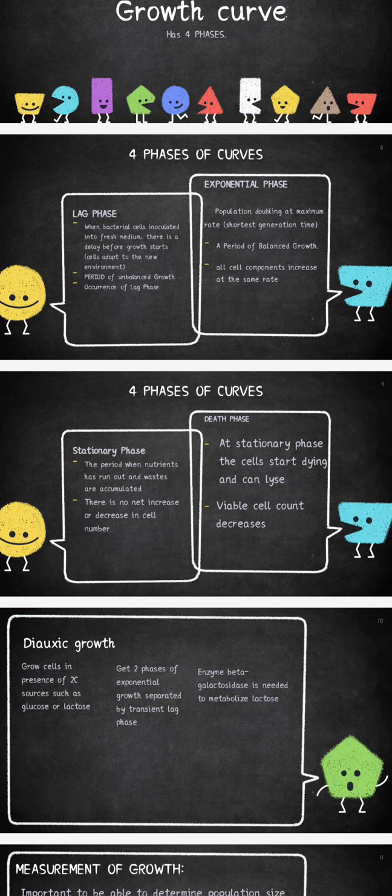So, after that will be your stationary phase, which is your third phase. This is the period when nutrients have run out. Ayan, naubos na yung nutrients nila and waste has accumulated. So, there is no net increase or decrease in cell number. Nag-stop na yung growth ng bacteria. Wala nang increase, wala nang decrease ng growth rate. So, no increase in cell division. Birth rate is equal to death rate.